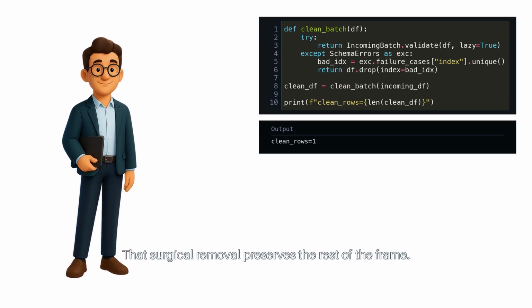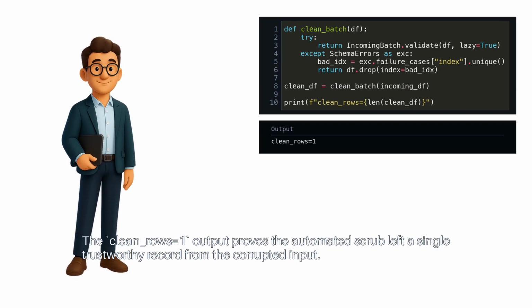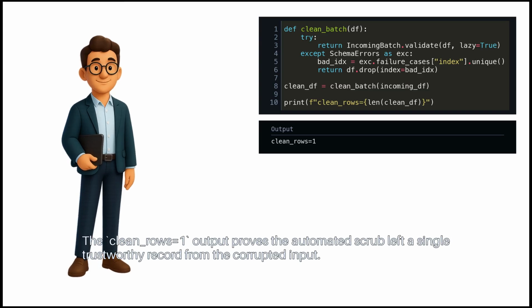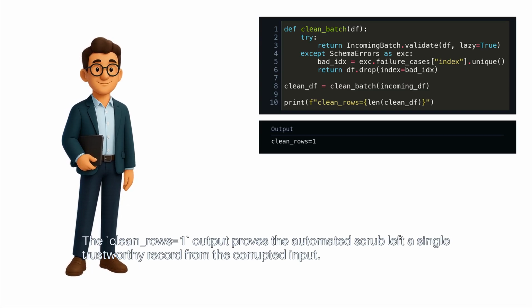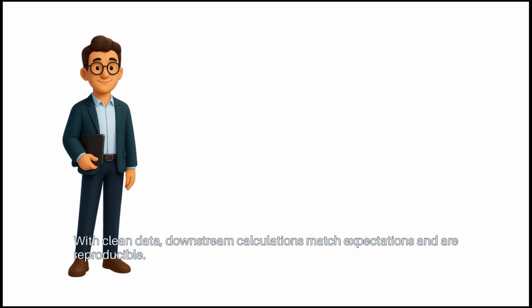That surgical removal preserves the rest of the frame. The clean rows equals 1 output proves the automated scrub left a single trustworthy record from the corrupted input. With clean data, downstream calculations match expectations and are reproducible.